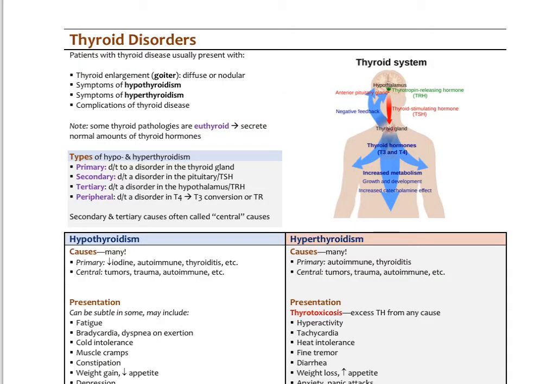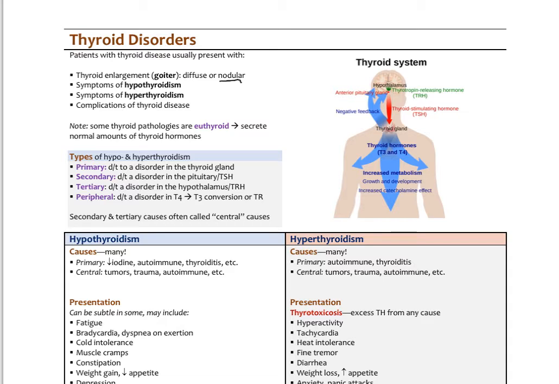So patients with thyroid disease usually present with any of the following. So either thyroid enlargement, goiter. That's not going to be common in every thyroid disease, especially in the early stages. But especially later stage, like autoimmune thyroiditis and so forth, we have goiter. And it can be diffuse, or we can actually feel nodules in the thyroid. And that would be a nodular thyroid.